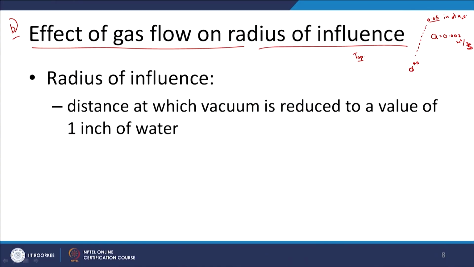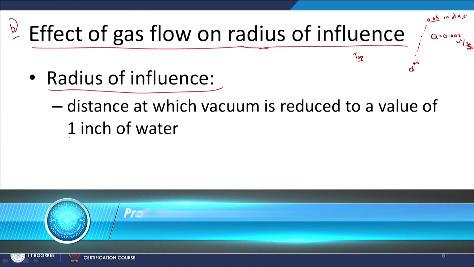So, let me just quickly look at what we are going to do and wrap this up for this session, I guess, right. So, we are going to have to look at the effect of gas flow on radius of influence, let us say. So, obviously we need to come up with one particular definition of radius of influence, as in if you remember people typically looked at either 0.1 inch or 1 inch of water pressure, right, to be able to define the radius of influence, or also looked at 10% of the initial pressure to define the radius of influence, let us say, right.